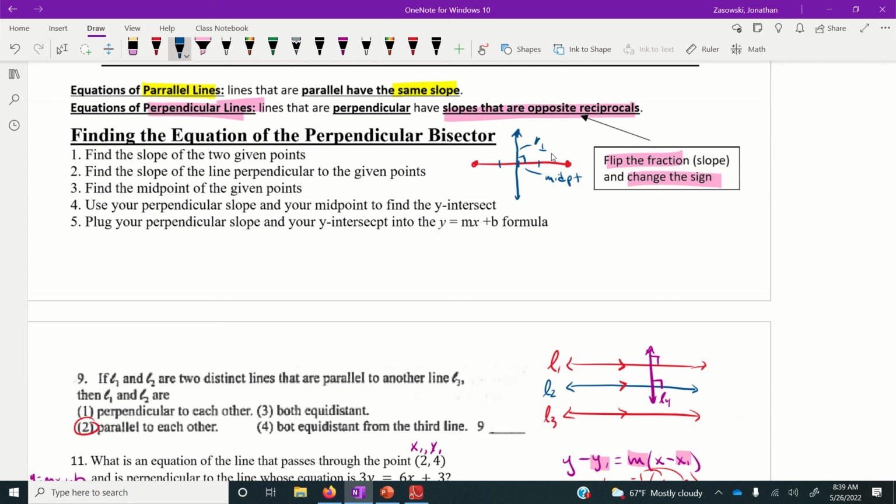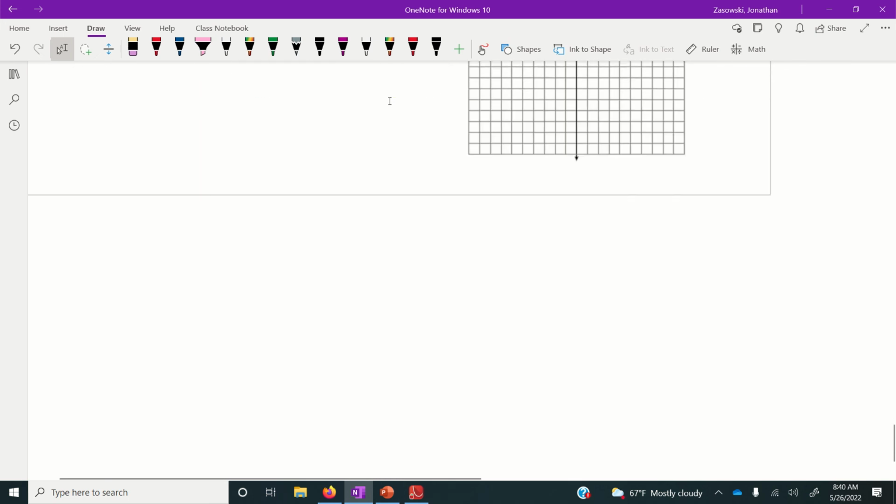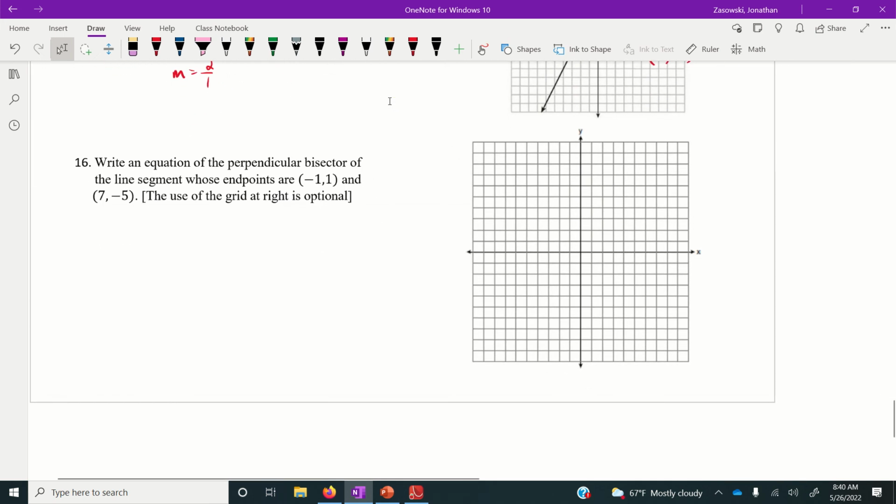So we're looking for the perpendicular slope and the midpoint, and then we're going to plug that into either our y equals mx plus b formula or our y minus y1 equals m times x minus x1 formula, which is what we're going to use, okay? So we've got to find the slope of the perpendicular line and the midpoint, and then we're going to plug those into our point slope formula to solve. All right, so let's do it.